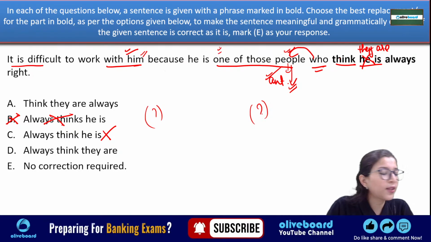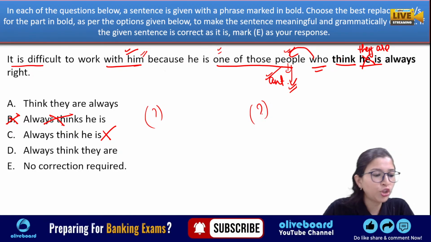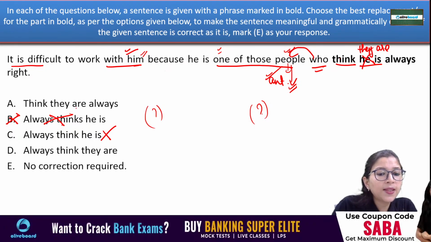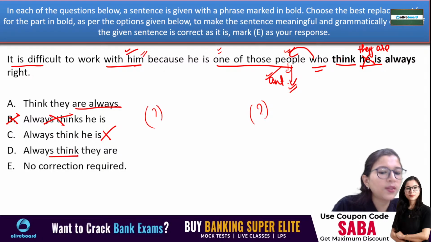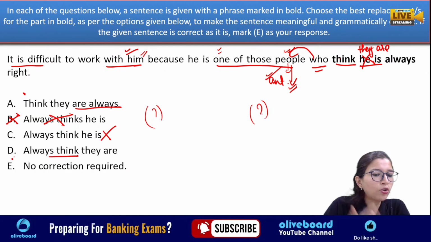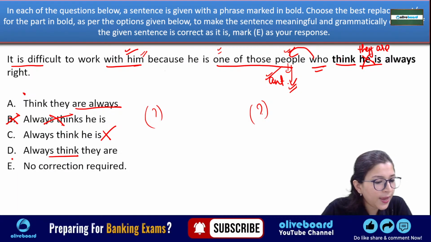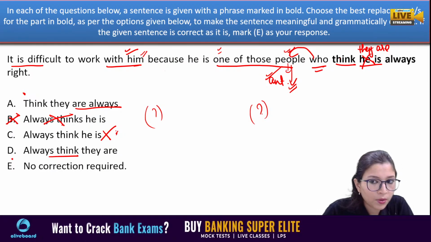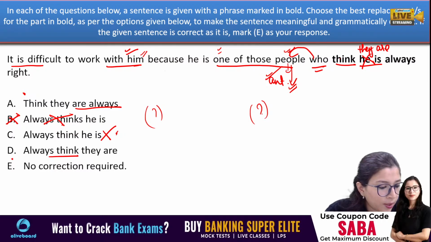A very good question like this came once in Spotting the Error too. The question was: they are right and always think they are right. Now there is also a very minute difference. So now tell me, is A correct or is D correct? A is correct or D is correct? Because we have very minute options. A or D?